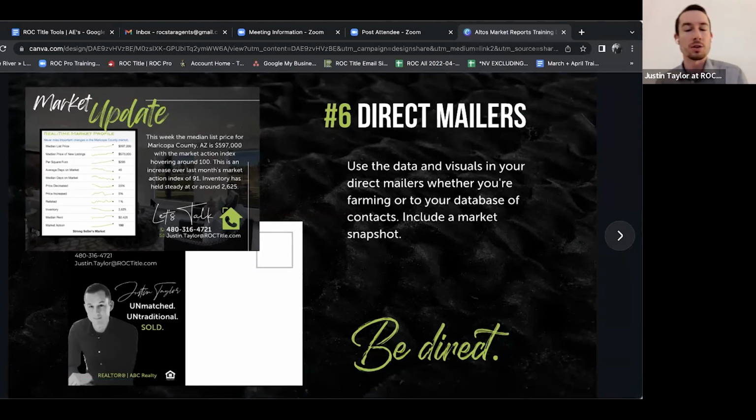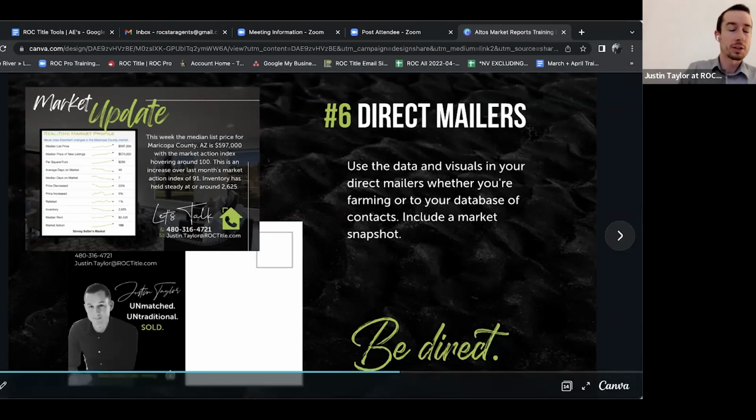But you can use the data and visuals in your direct mailers, whether you're farming or to your database of contacts. And you can include a market snapshot. Canva is a great place to go for mailers if you want that. Core Fact is a great website that you can go and add this information in as well.